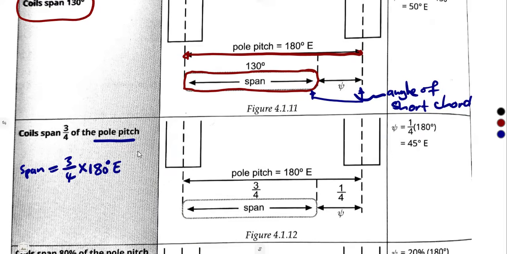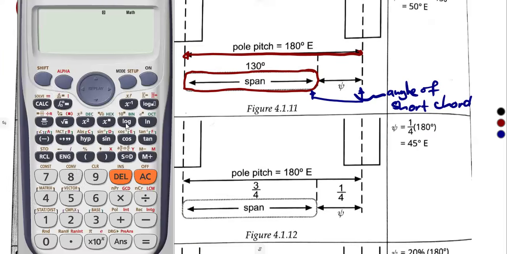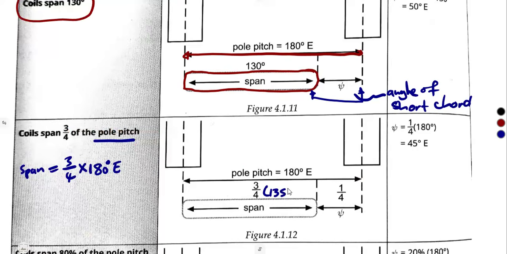You find the angle that you're given. For example, 3/4 times 180 gives you 135 degrees. The 135 degrees is the 3/4 that we are seeing here, the span. So what about what is remaining? It will be 180 electrical degrees, remember, these are electrical degrees, minus 135, the angle that you're given. You get 45 electrical degrees.